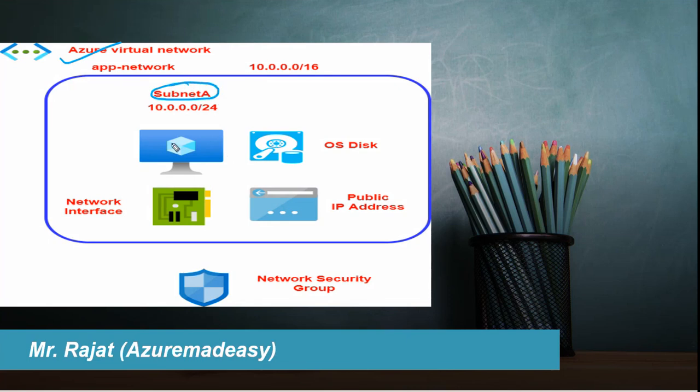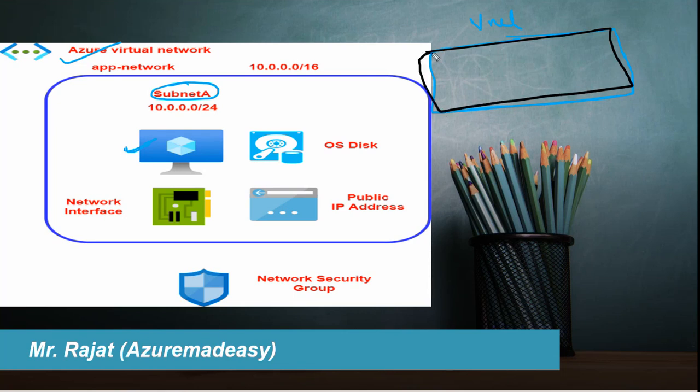Why are we creating the subnet? Because this virtual machine will sit inside the subnet only, right? Always remember that we have a virtual network. I will use a different color marker. So this is your VNet, and this is your subnet, and inside the subnet your VM is sitting. Make sense? That is how our VM is sitting inside the subnet. So we are done with this.